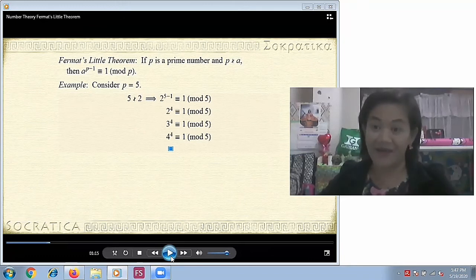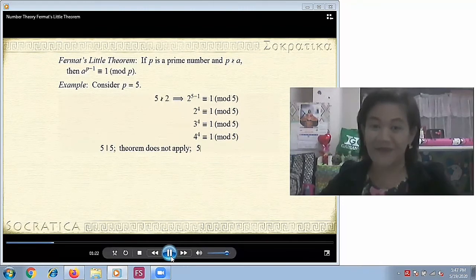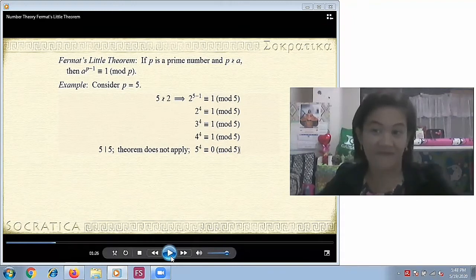Our A is equal to 5. At this time, 5 divides 5. So what can you say? Theorem does not apply. 5 raised to 4 is actually congruent to 0 mod 5. It is not congruent to 1 mod 5. Because when we simplify 5 to the 4th, that's 625. Then divided by 5, that is equal to what?